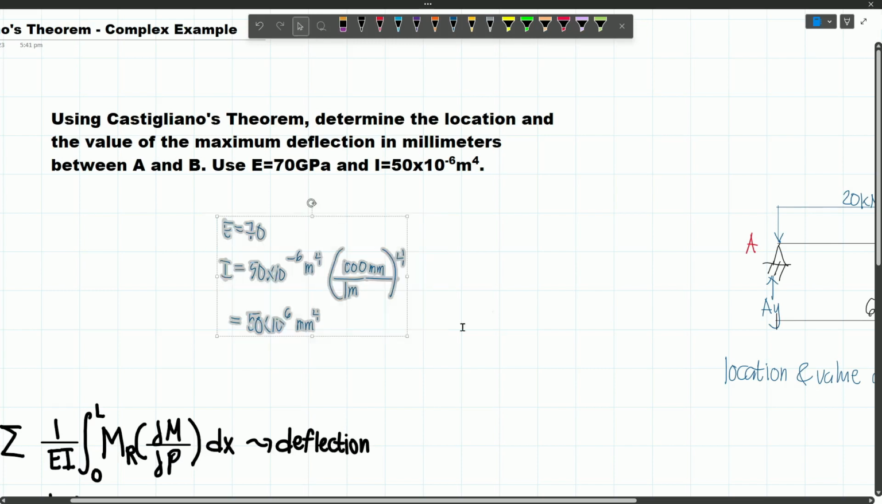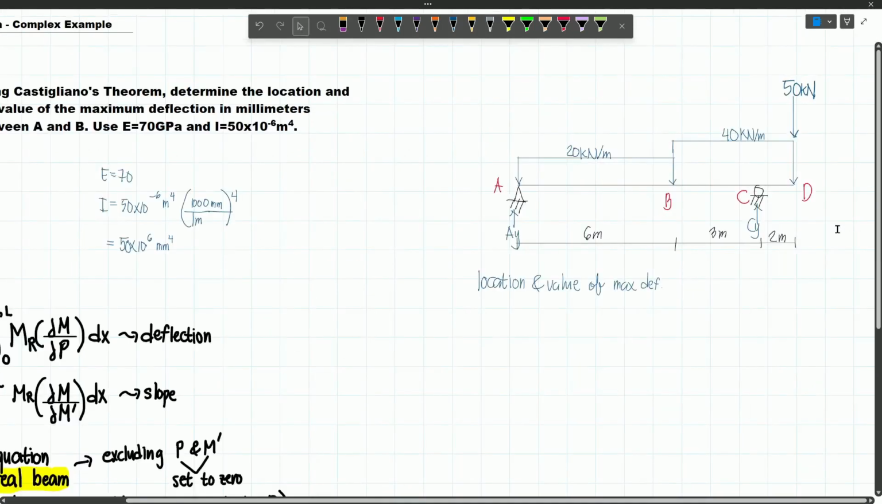Now ito yung mga given natin. And then let's just convert I into mm to the fourth because we need the maximum deflection in millimeters kasi. And so to do that, we will multiply this by 1000 mm over 1 m and then to the power of 4 para magka-cancel to. And so mm to the fourth na lang yung matitira. And so now let's try to solve this beam.